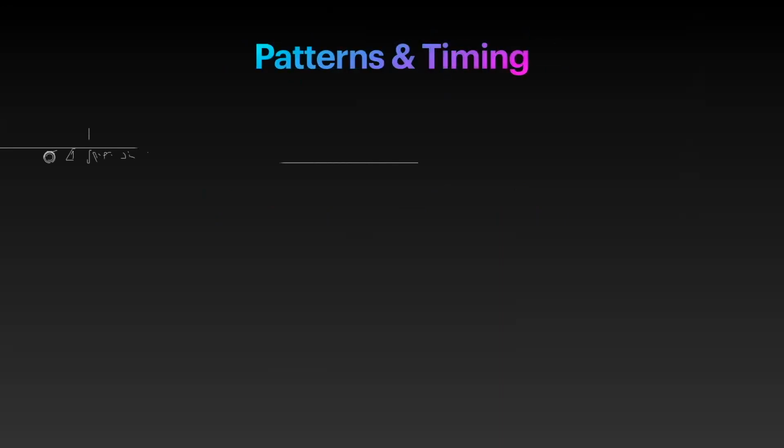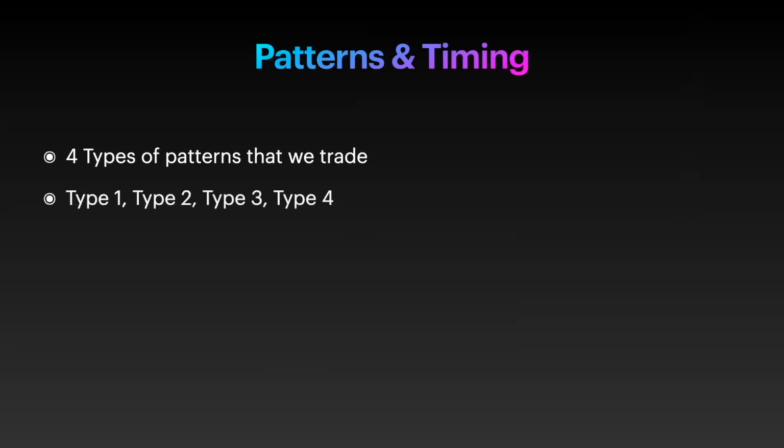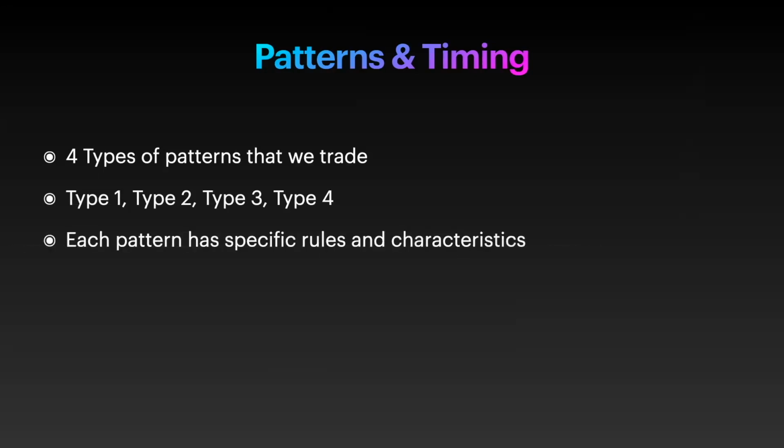So there are 4 types of patterns that we trade. Very simply, type 1s, 2s, 3s, and 4s. Each pattern has its own specific set of rules and characteristics. Now, I don't need you to be a master of all 4 patterns.